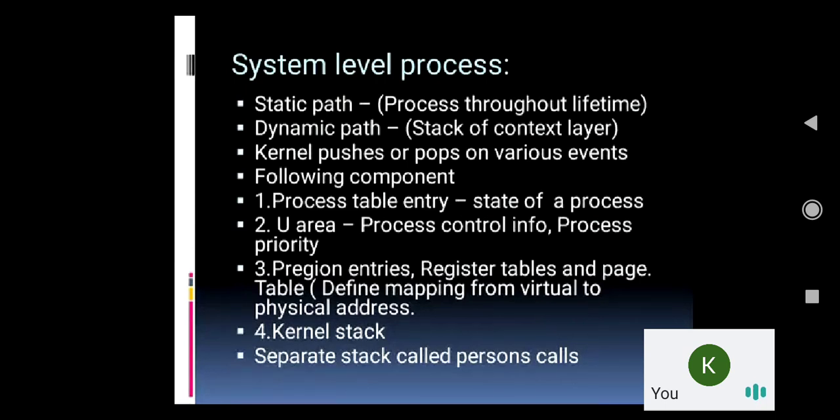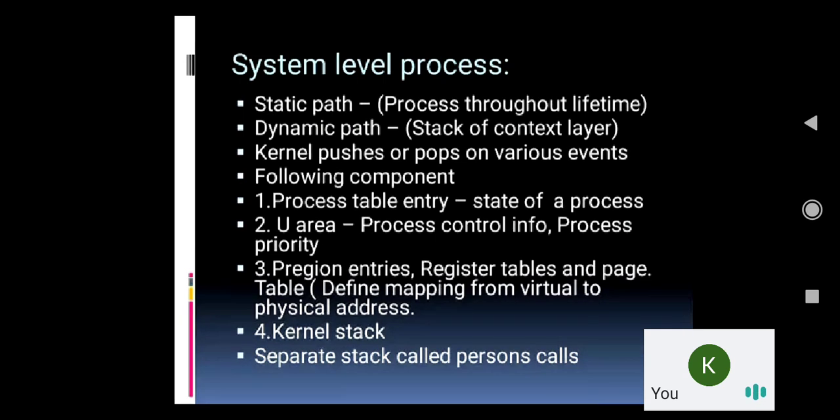So all these things we used to call kernel data structures, where the process table entry deals with the state of a process. So what is the current state? You will have some 9 states in process states and transition. So what is the current state of a process, that information will be there in the process table entry. And the next one, which is about U area. So you just have some process control information and process priority. Those will be there in U area.